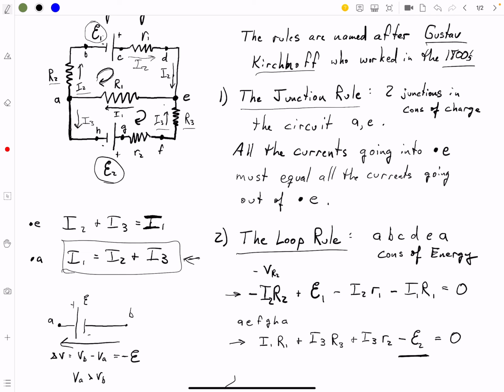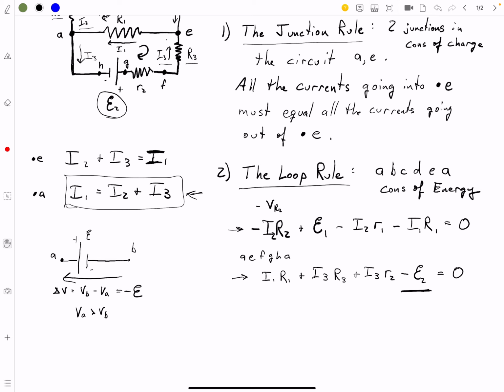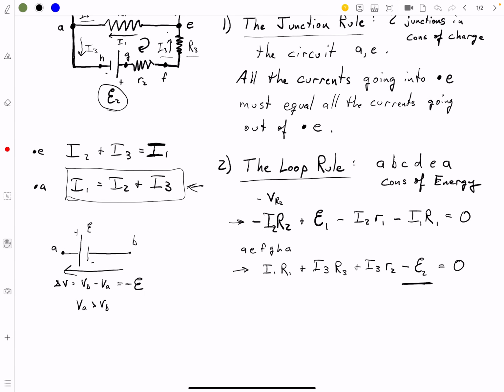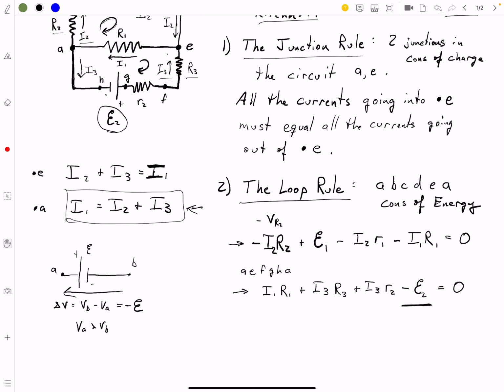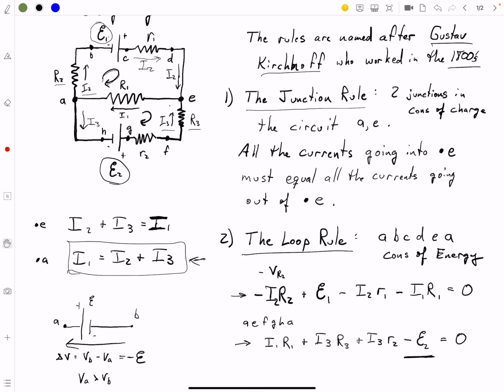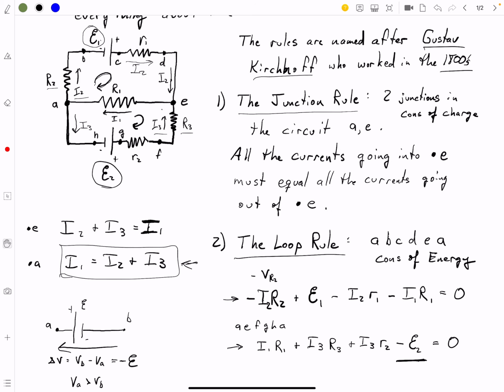There's one more loop that is important to learn, because sometimes you'll have a situation where you have 4 unknowns, or there are more unknowns than you have equations, and you need another equation. Well, there is. Here's the 3rd loop. So this is loop 1, this is loop 2. The 3rd loop is this loop.